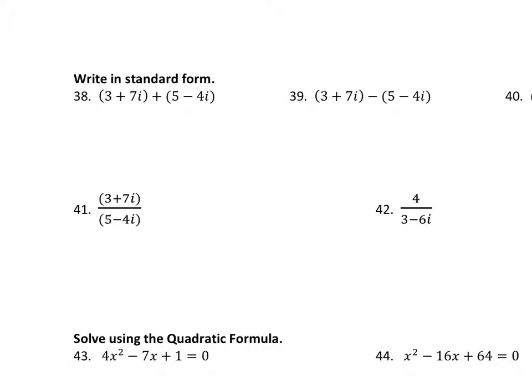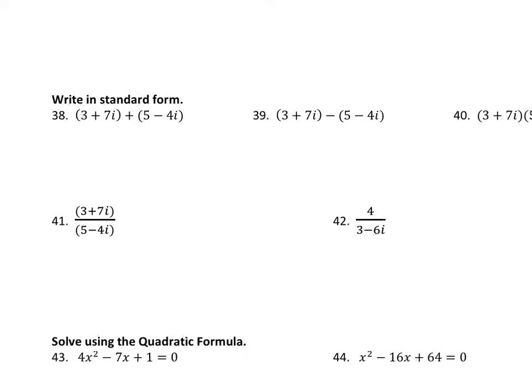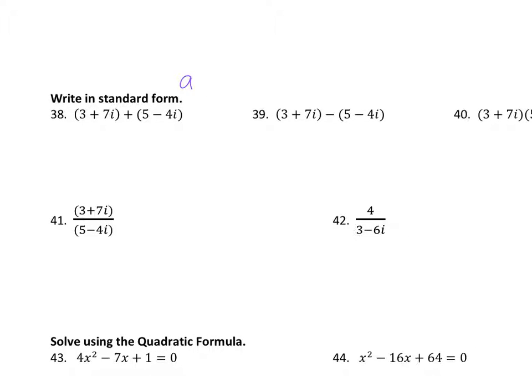Alright, here goes page 5 of the review. Looks like we need to write these complex numbers in standard form, which means that we should be seeing a plus bi in the end. Probably one of the main things we need to remember is that i squared equals -1, because i is equal to the square root of -1. And the last thing is that if we have an imaginary number in the denominator, we need to get rid of it.